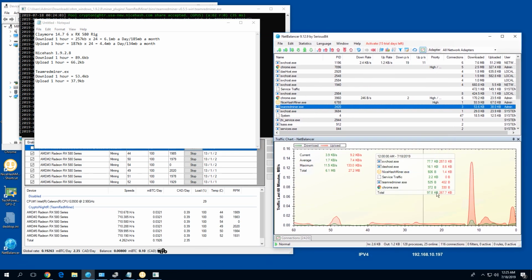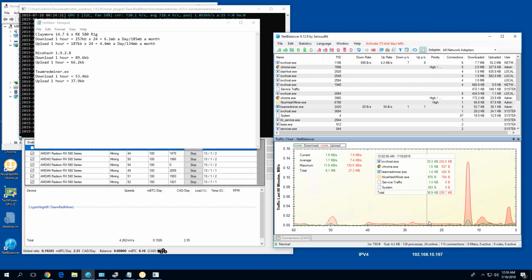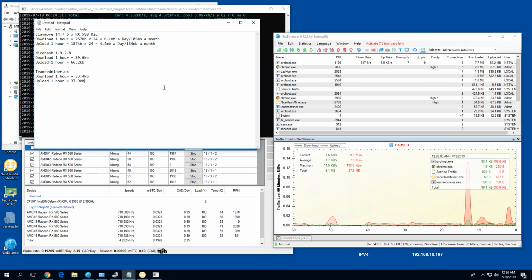Let's now look at that. And we'll see what the average kilobytes or bytes per minute is here in a second. I forgot to show that in the other test we did with Claymore, but according to the graph, it's pretty low. Looking at it right now, it looks like per minute Nicehash and Teamredminer is using about 2 kilobytes a minute, around there, for download and upload, actually. So let's go ahead and do some calculations here, guys.